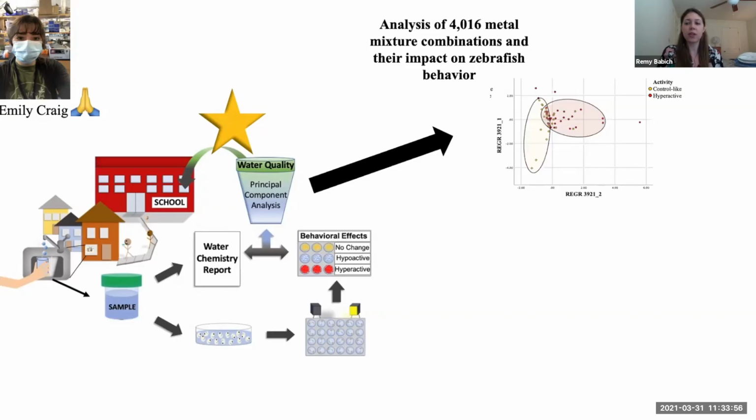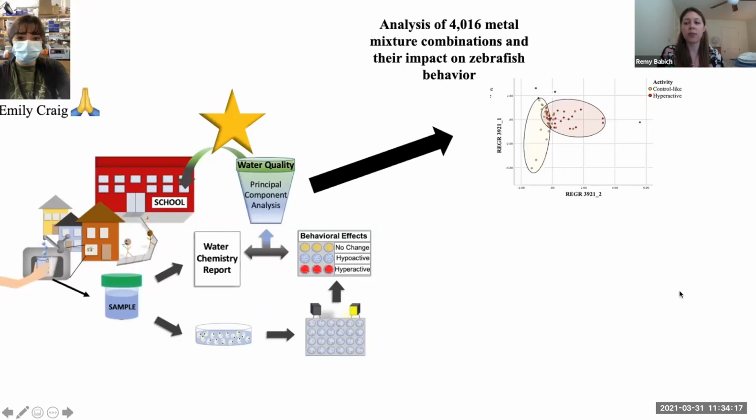Its position on the plot is based upon the metal combination input that was inserted into the PCA and the corresponding concentrations of those metals found in that sample. I could then overlay behavioral data, and from this we were able to identify if specific mixture combinations resulted in differential clustering of samples associated with behavior.